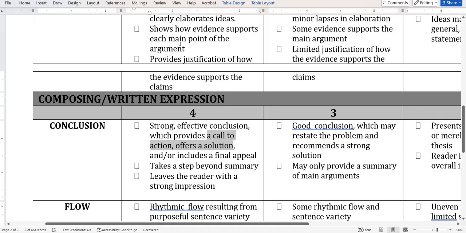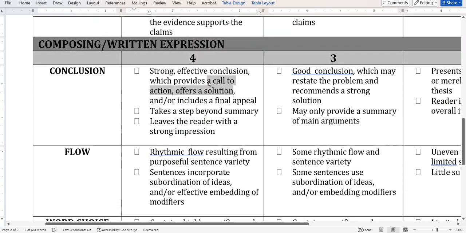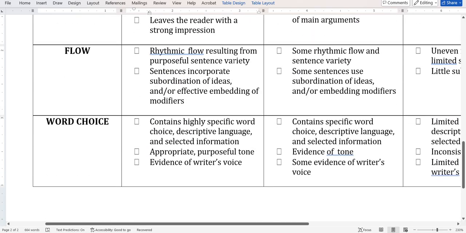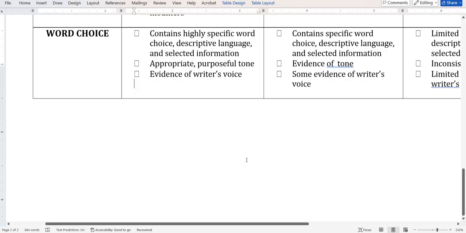my evidence supports the topic sentence, provide justification, did my strong conclusion, had a good flow with sentence variety, had subordinating conjunctions, put in modifiers, used big words, made sure that I seemed confident in my tone, but still, where it says evidence of writer's voice, it means you don't sound like a robot, that they can still read it as if it was someone speaking instead of just words on a piece of paper.